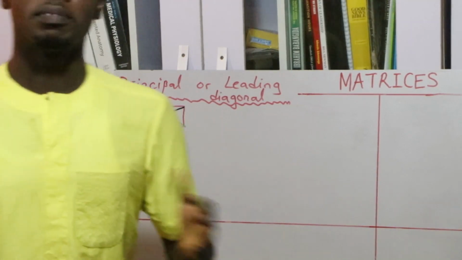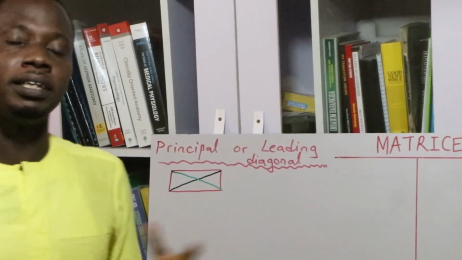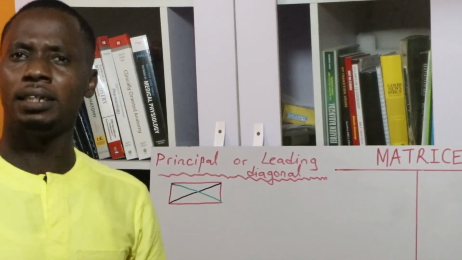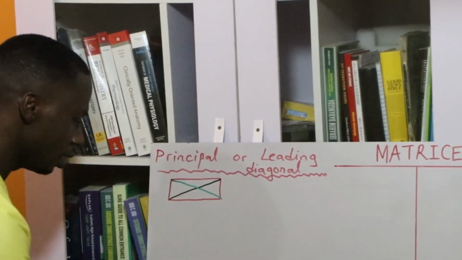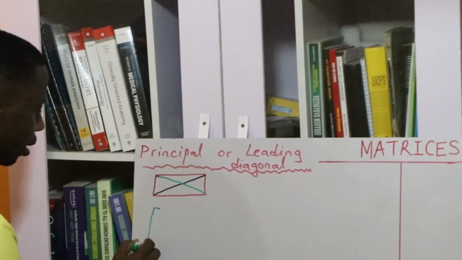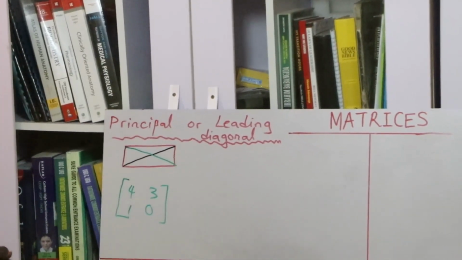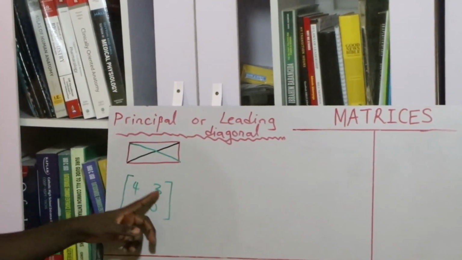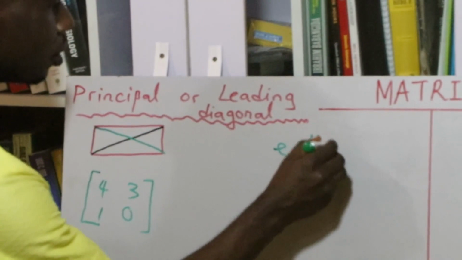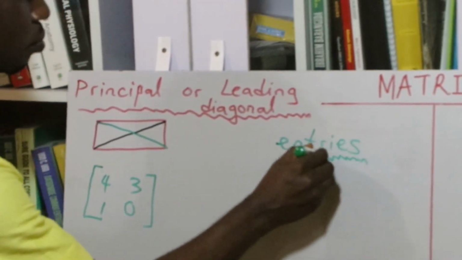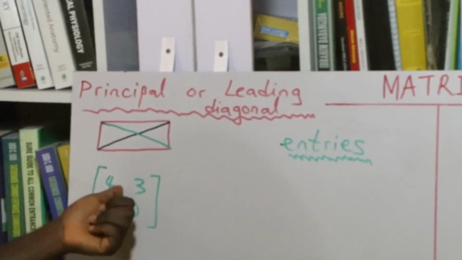So this is what we are going to be talking about. Now, mathematicians settled for one of these diagonals to be the principal or leading diagonal in a matrix. Why did they settle for one and leave the other one? That I'm going to tell you now. Now, let's look at this square matrix. Okay? The numbers in the matrix are called entries. This is new. I'm mentioning this for the first time, but it's important you get it very well. Entries are numbers in a matrix.